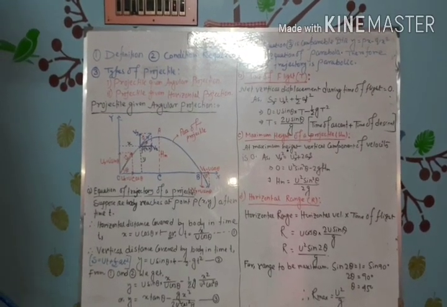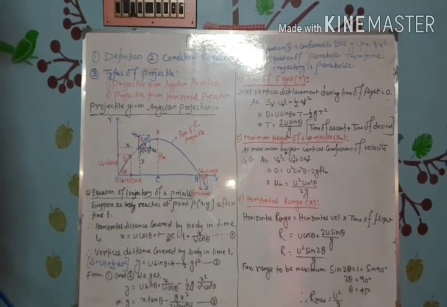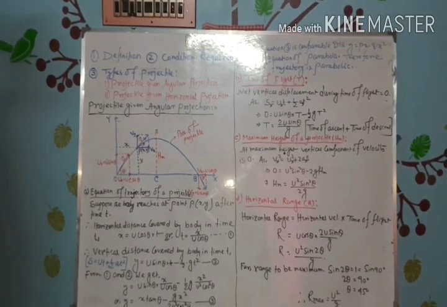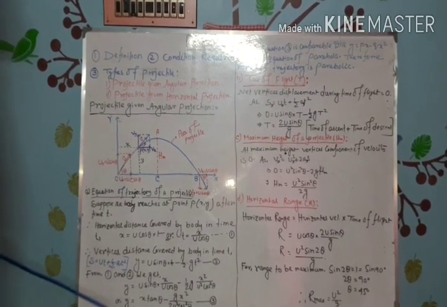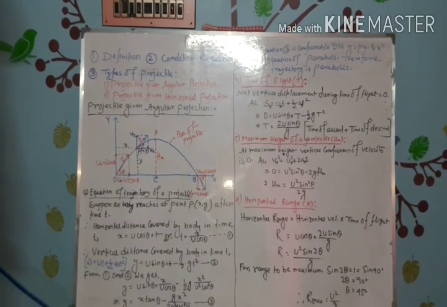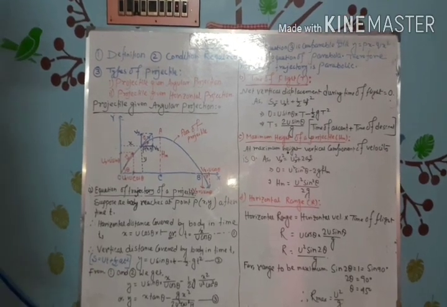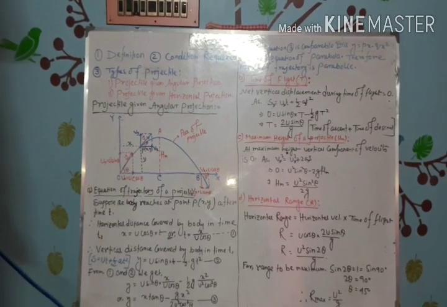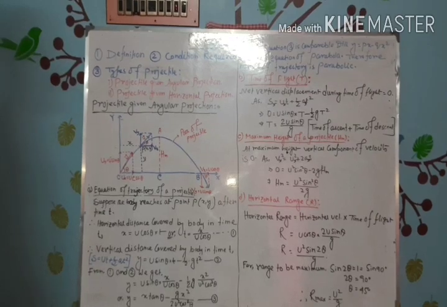Now, for projectile motion, some assumptions are required. The assumptions are: number 1, there is no air resistance on the projectile. Number 2, the effect due to rotation of the earth is negligible. Number 3, the effect due to the huge radius of curvature of the earth is negligible. And number 4, throughout the path of the projectile, the projectile has a constant acceleration, which is the acceleration due to gravity.